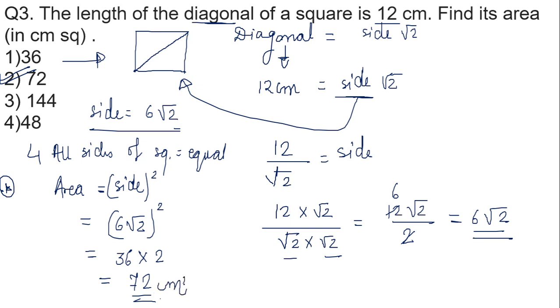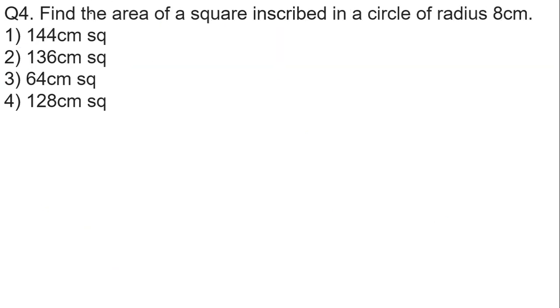Moving on to the next question. Now here you have to understand again two formulas. This was the first formula and this was the second formula. The fourth question of the lecture: the area of the square inscribed in a circle of radius 8 centimeter. We have to find the area of the square which is inscribed in a circle.